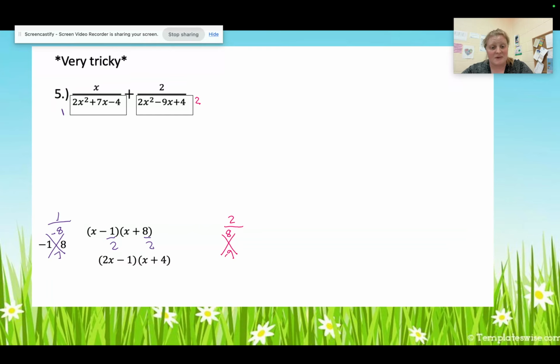Box 2, I need to make 8 and -9. Get my mystery numbers, set up my parentheses. I am technically not allowed to cheat, so we're going to divide by that 2. We're going to slide them up. We're going to divide this one. And box 2 is done.